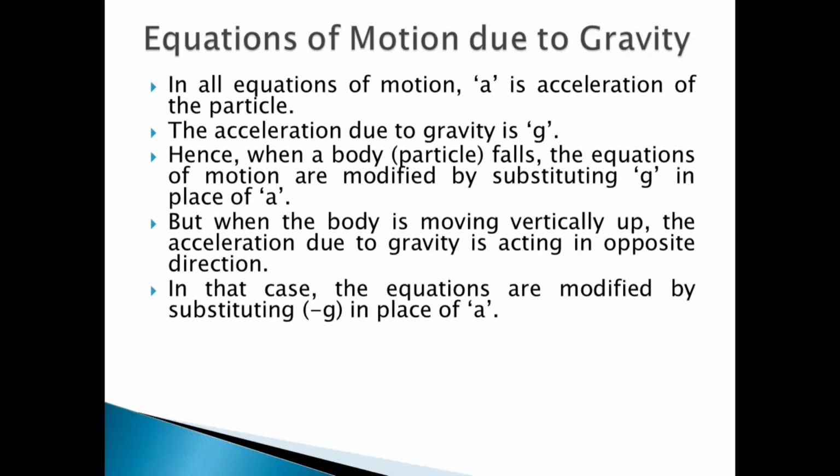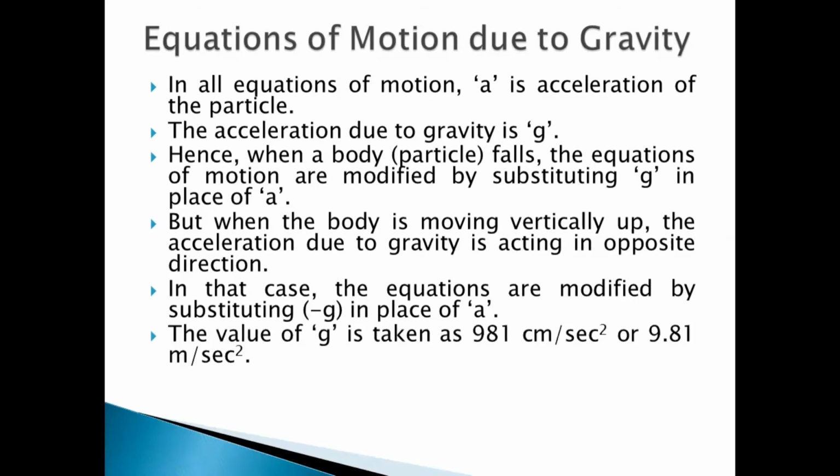So this is the major change that you have to make when there is a difference between the direction of motion and the direction of acceleration due to gravity. When they are opposite to each other, you replace a by minus g. Its value and unit is 981 centimeter per second square, or it is 9.81 meter per second square, okay?